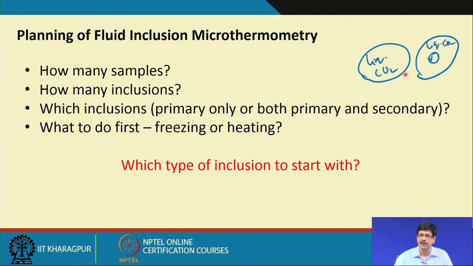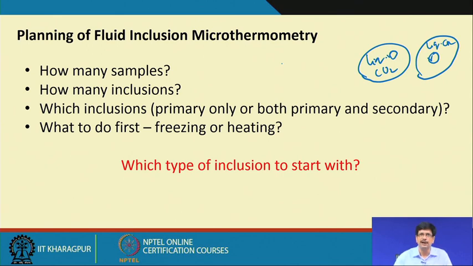We also know that if the inclusion is a monophase liquid carbonic inclusion, then by decreasing the temperature by a few degrees from room temperature, the vapor phase will nucleate, and we need to just determine at what temperature this particular vapor phase has nucleated, or vice versa, exactly the temperature at which the homogenization is taking place.